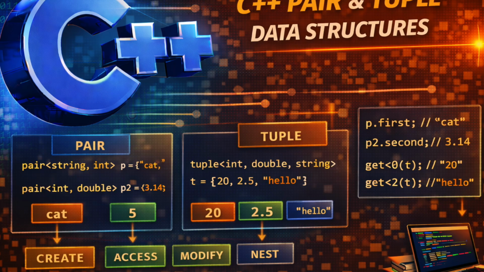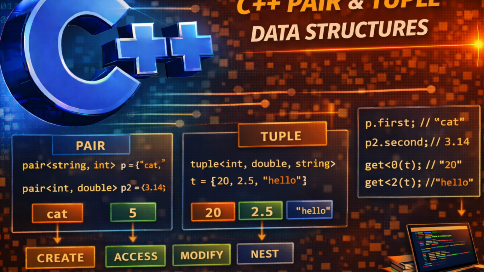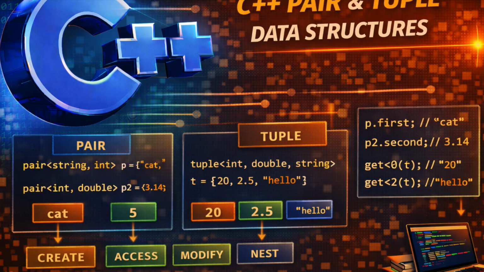If your compiler supports C++17 or later, you can unpack a tuple, or a pair for that matter, immediately into named variables. You can just write auto, then in brackets, id, score, last page, logged in, equals my tuple. Oh, that is fantastic. That completely bridges the gap, doesn't it? Between the convenience of the pair and the flexibility of the tuple, you get readable names back. It's a game changer. It absolutely is.